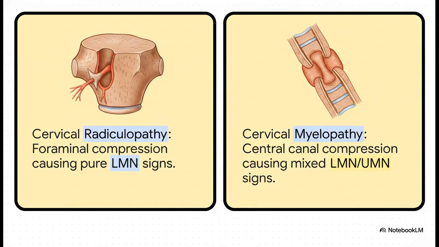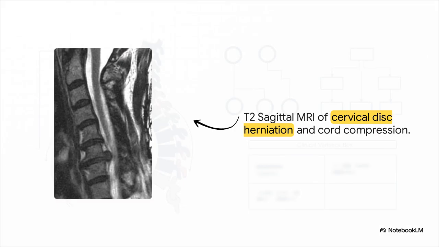But then on the other side, we have cervical myelopathy. This is central canal encroachment, where degenerative narrowing is actually crushing the spinal cord itself. This gives you focal lower motor neuron signs right at the level of compression, combined with catastrophic upper motor neuron signs everywhere strictly below the lesion. Taking a look at this T2 sagittal MRI, you can clearly see the cervical disc herniation and just how severe that cord compression really is.